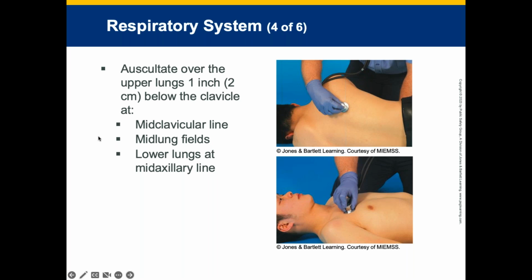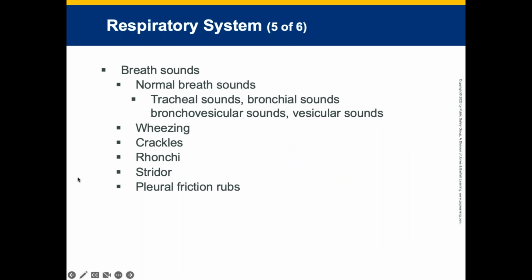Auscultate over the upper lungs, 1 inch below the clavicle, mid-clavicular line, mid-lung fields, and lower lung mid-axillary line as well. What we're looking for are breath sounds. Normal breath sounds can be clear, relatively quiet. Wheezing would have a high-pitched whistling sound, which suggests an obstruction or a narrowing of the lower airway.